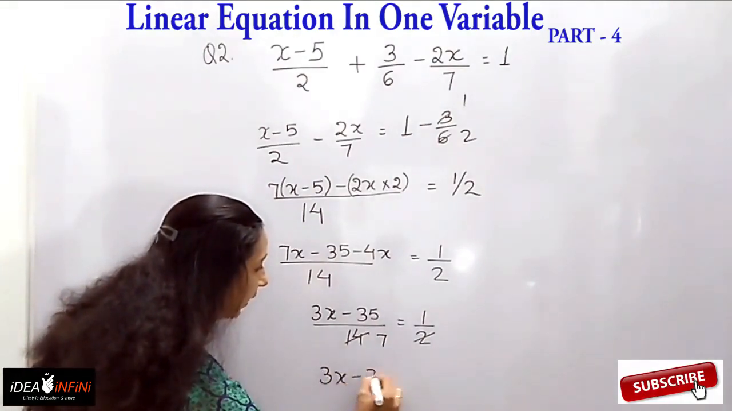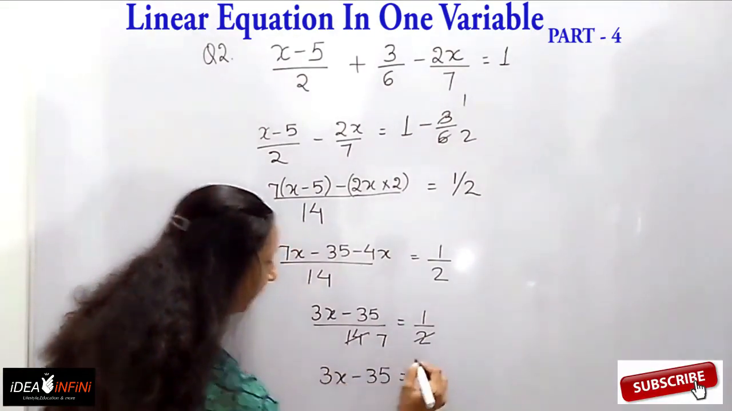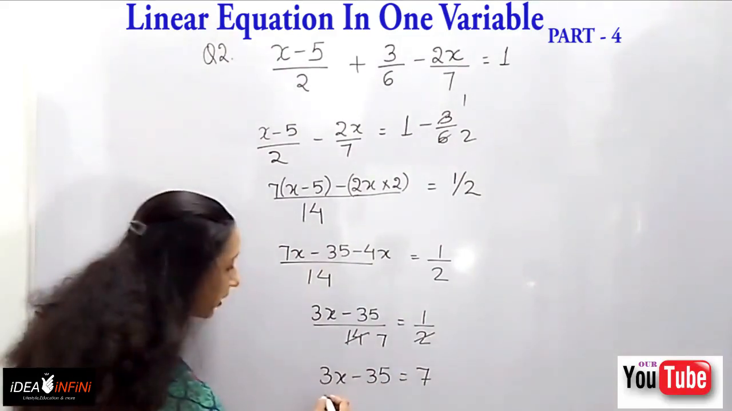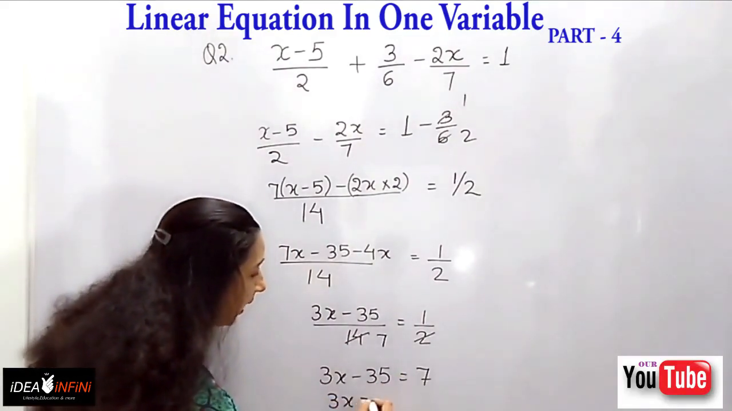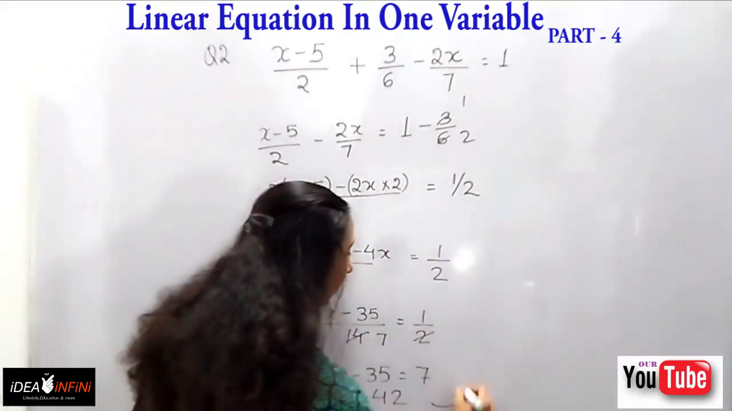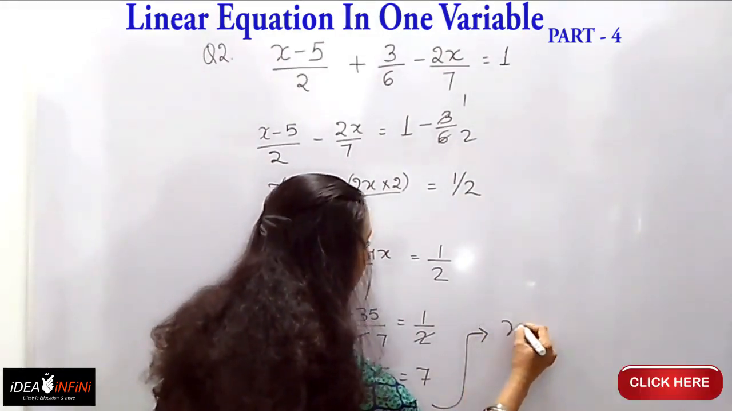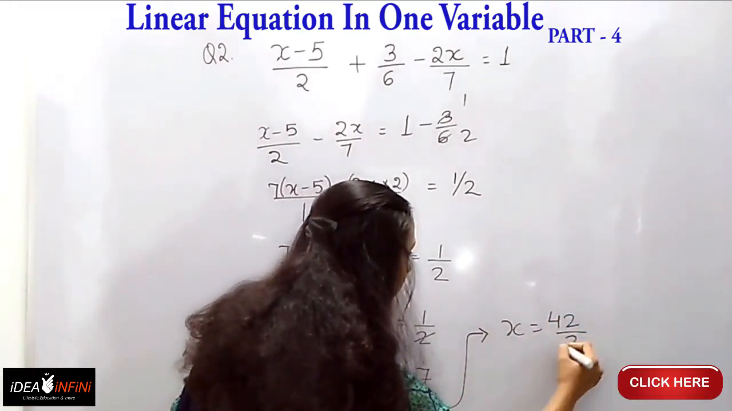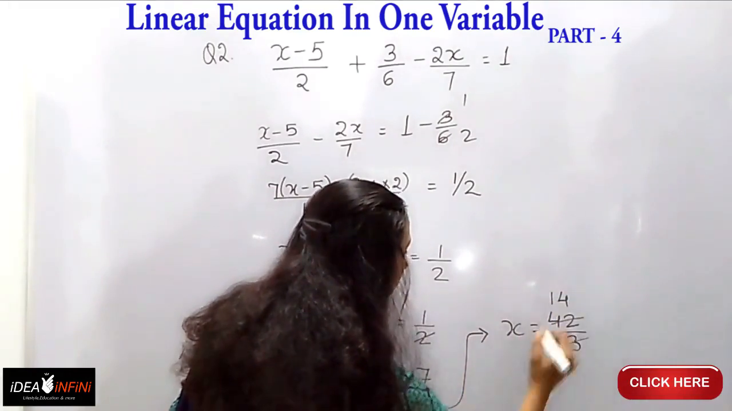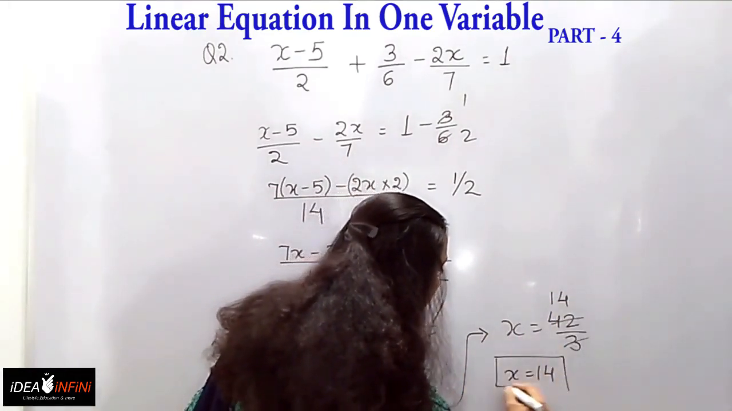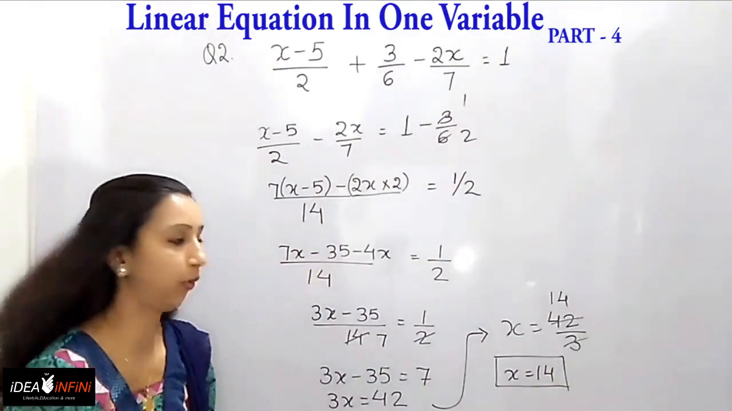3x - 35 = 7. Once again this 35 when it goes this side it becomes positive. So I am left with 3x = 42, that is 35 + 7. And here I get x = 42/3, and that's 14. So x is 14 here. Final answer is x = 14.